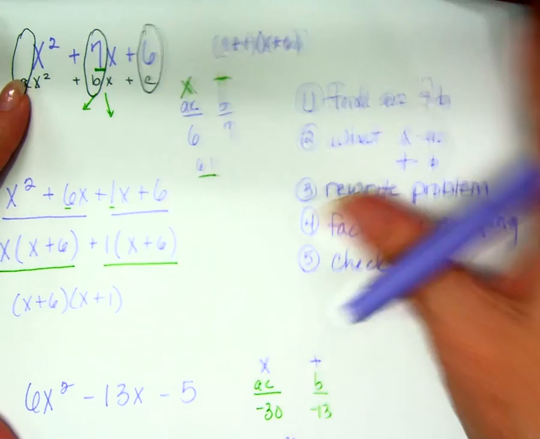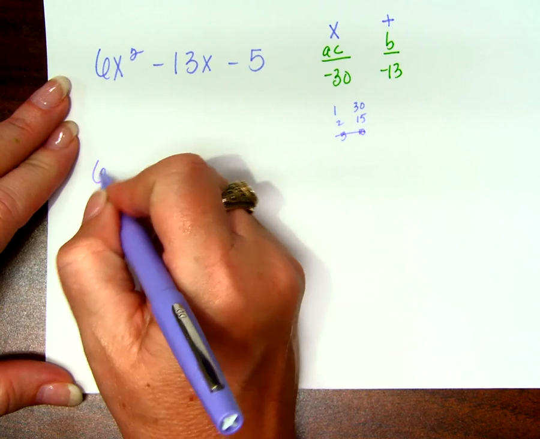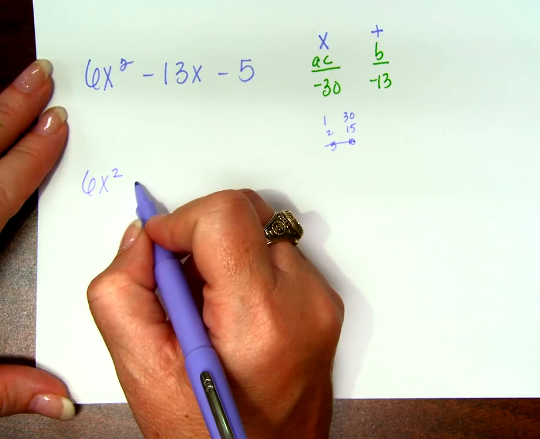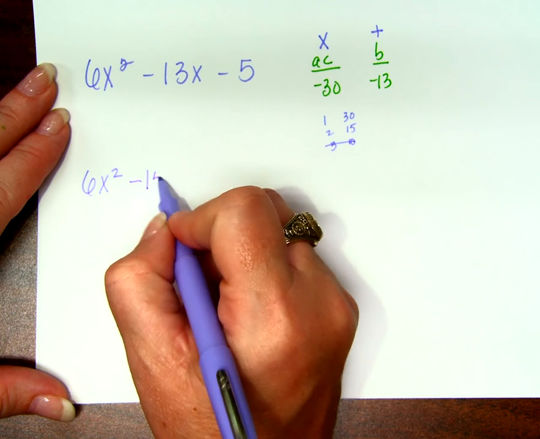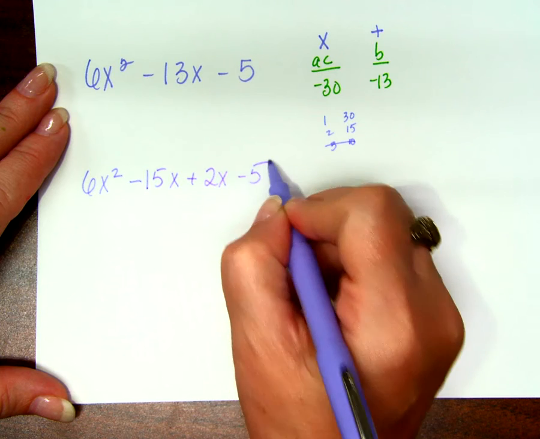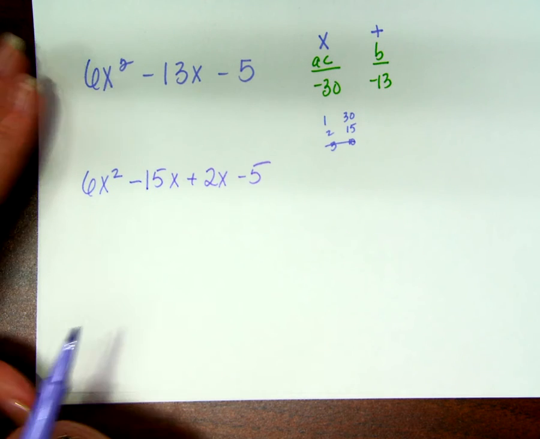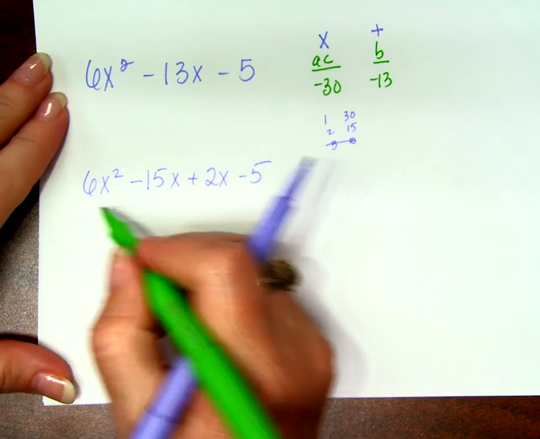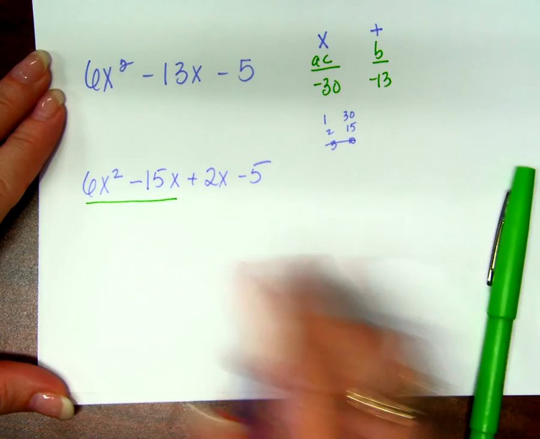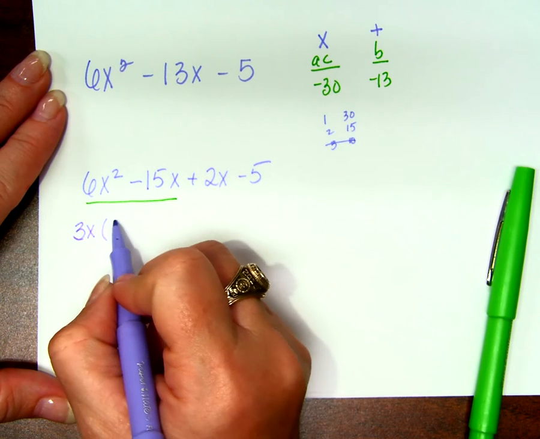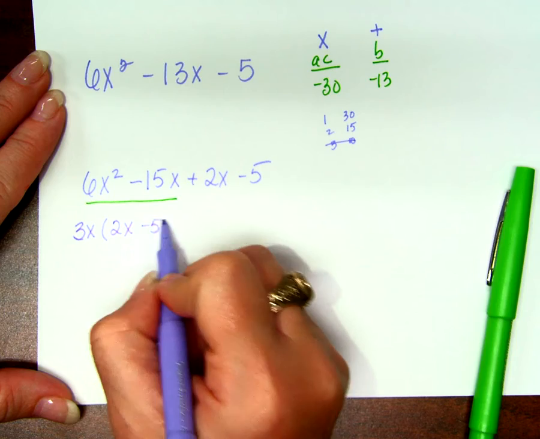Now we need to rewrite the problem. 6x squared. What am I going to write? Minus 15x plus 2x minus 5. Now, step 4, factor by grouping. What's common in these two terms? 3x. If I factor out a 3x, what's left? 2x minus 5.